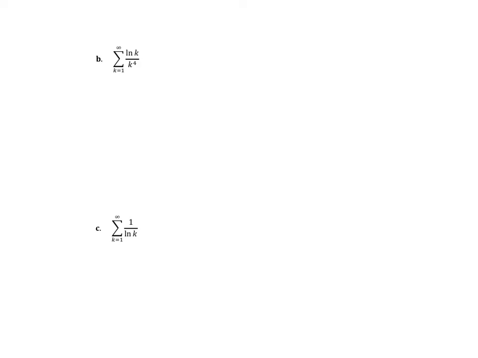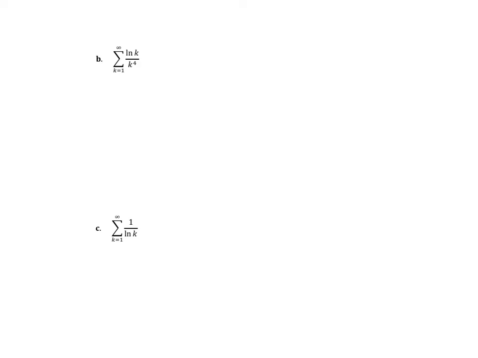Let's try another example. Part B, we look at a series from k is equal to 1 to infinity of natural log of k over k to the 4th. Again, I see the k to the 4th in the denominator, so I'm thinking 1 over k to the 4th is a p-series that converges. I could probably use that as comparison.